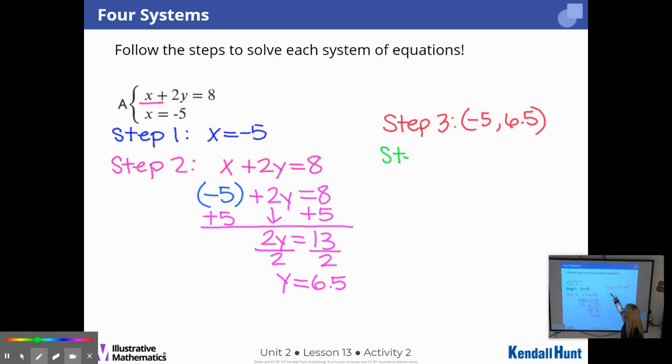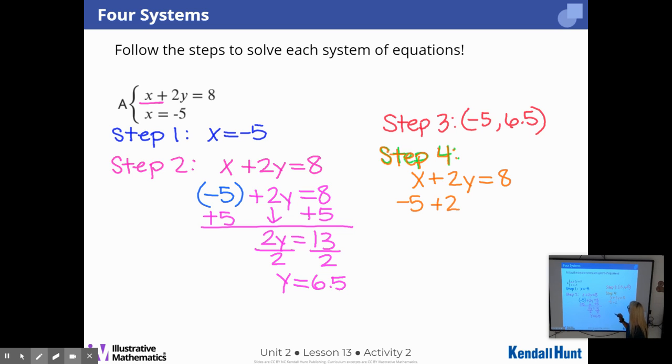And then for step 4, we have to plug that in. I don't know if you can see that green very well. Let's go orange. Let's try this orange. So in both equations, if I have x is -5, well, if I put -5 equals -5, that's obviously going to be true. So let's plug it into the other one. x plus 2y equals 8. So instead of x, I'm going to put -5. And instead of 2y, I'm going to have 2 and then 6.5.